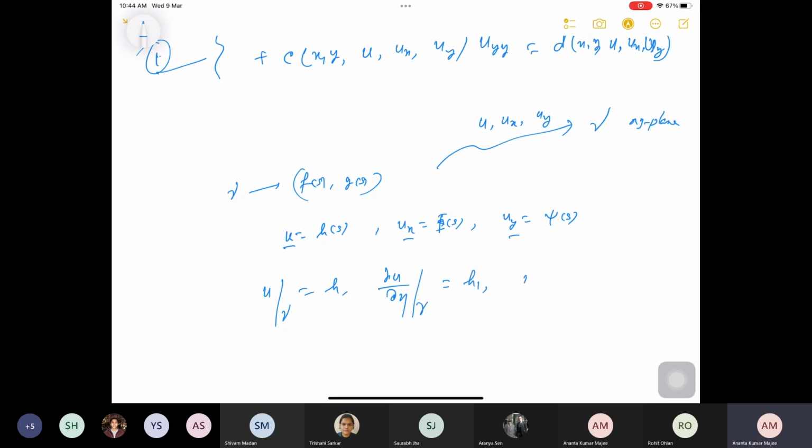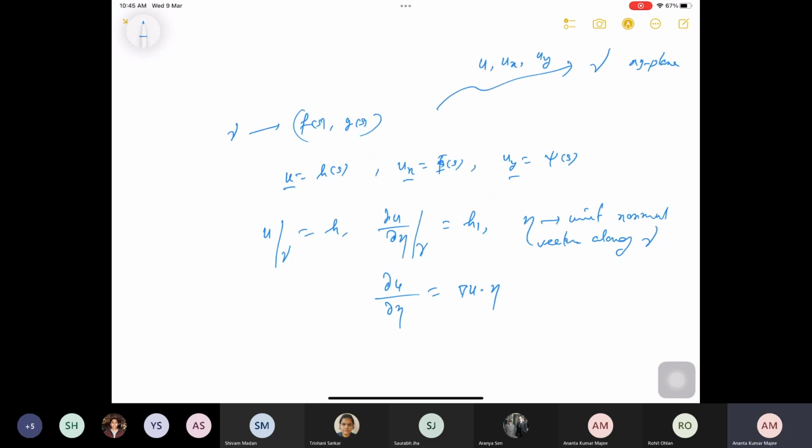So what is your eta? Eta denotes the unit normal vector along gamma, always the outward normal. So how do you define this dou u dou eta? This is grad u dot eta. So again it is in terms of x and y. For simplicity, we are just considering that ux and uy are known along gamma.